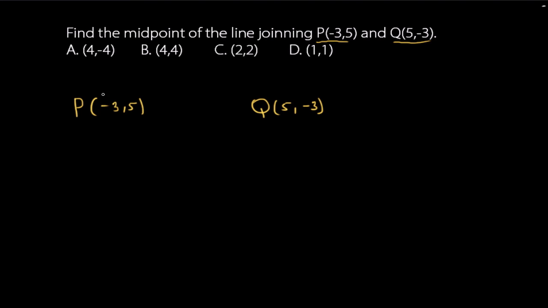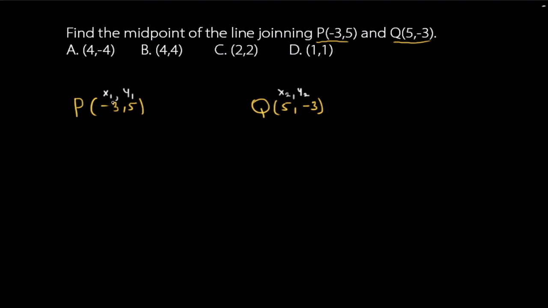Let's call the first coordinate of the point P x1, and let's call this y1. So this is the x coordinate and this is the y coordinate. Because this is the first point, I'm going to call it x sub 1 and y sub 1. And let me call this x sub 2, the x coordinate, and this y sub 2, the y coordinate.